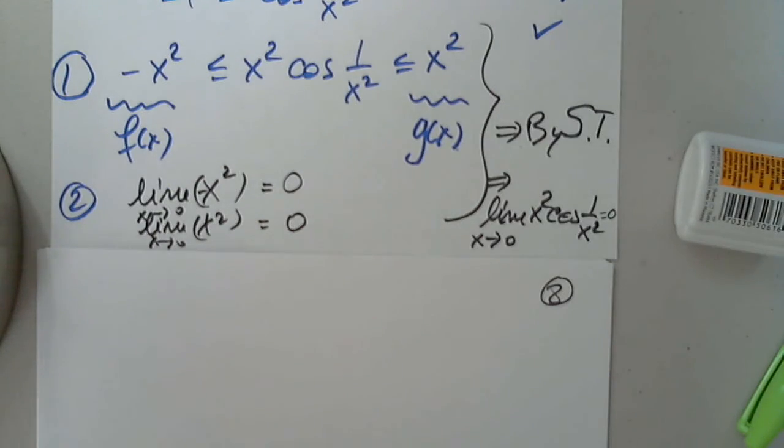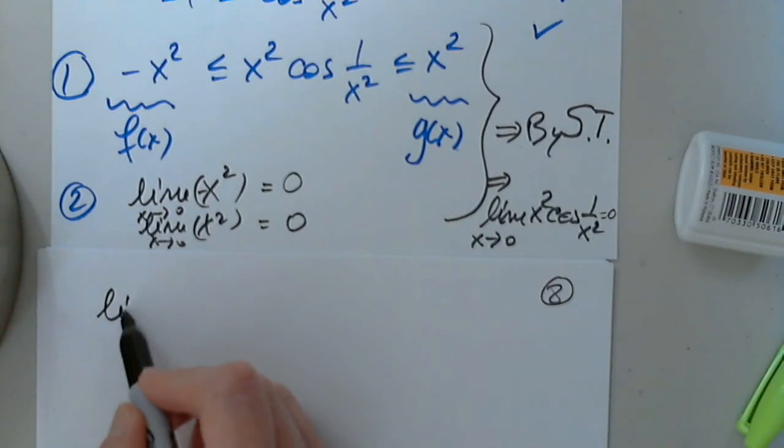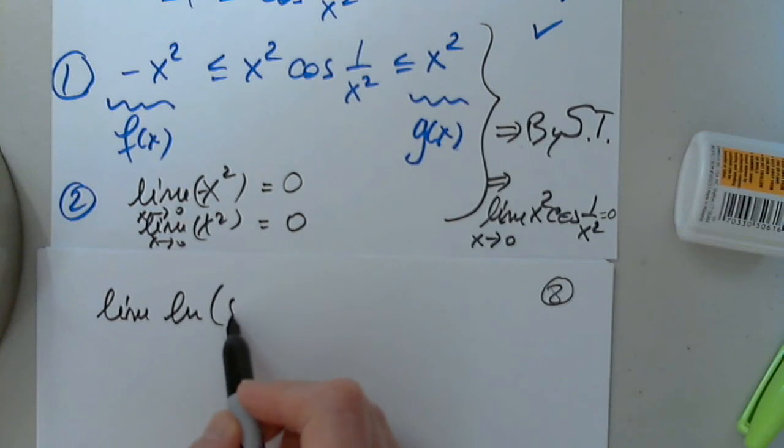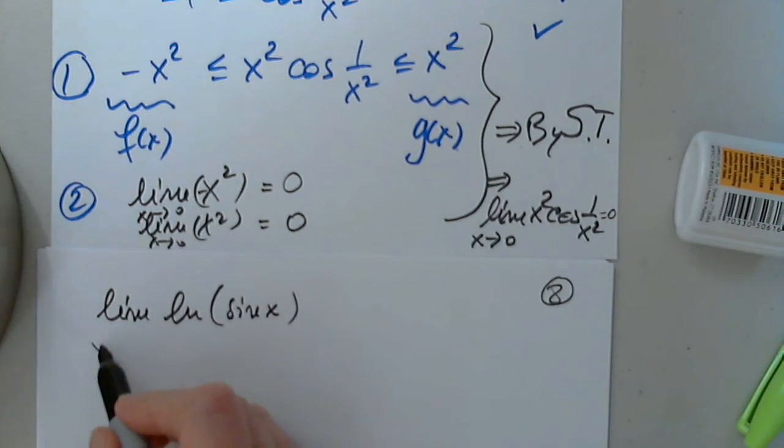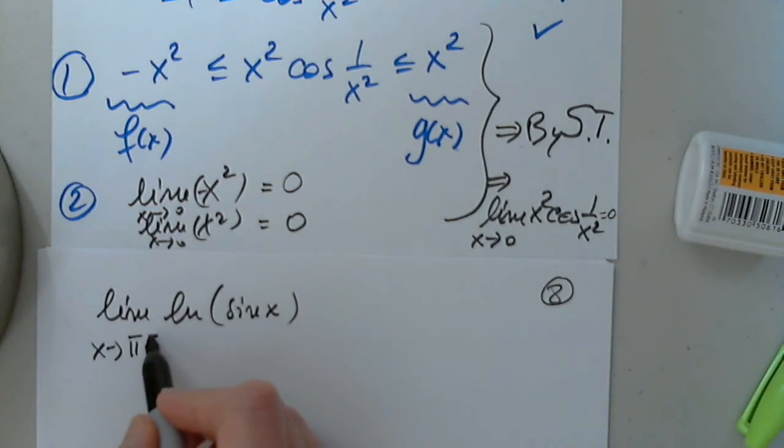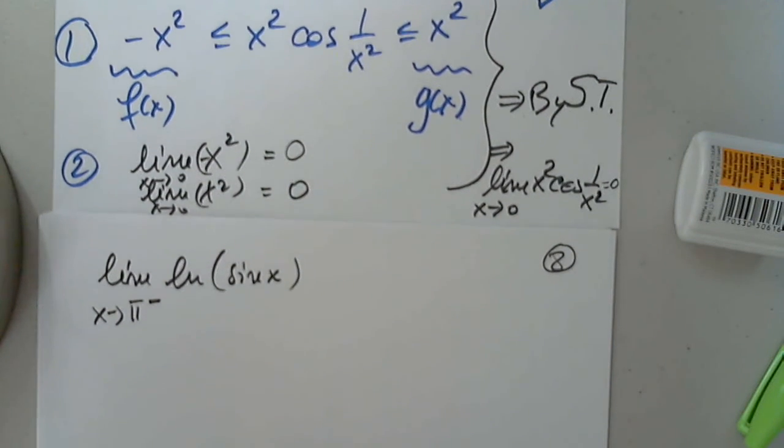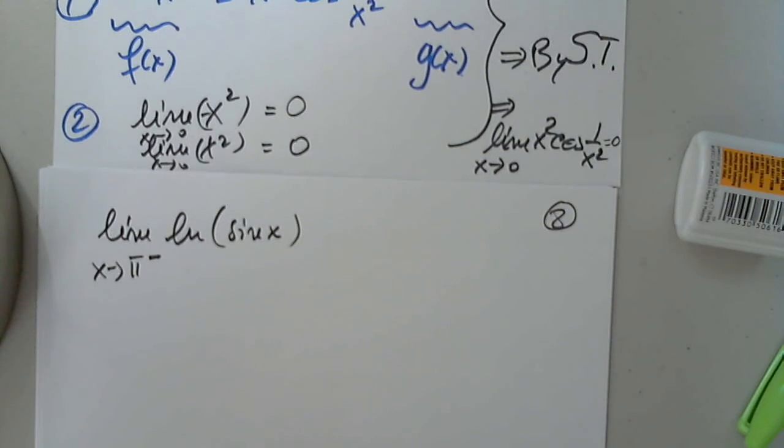Very good. Okay, so we had that limit of natural log of sine x as x approaches pi from the left. Okay, so pi from the left. I keep losing my props. Oh no, I found my prop.